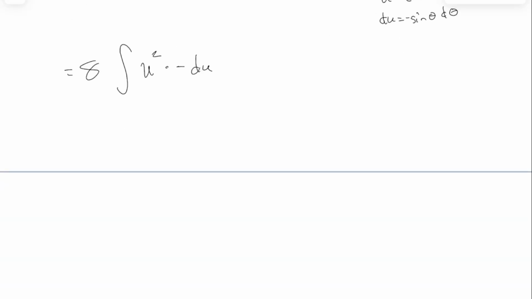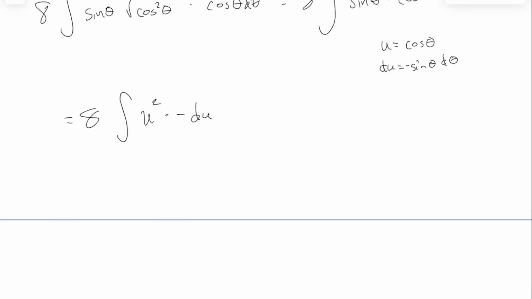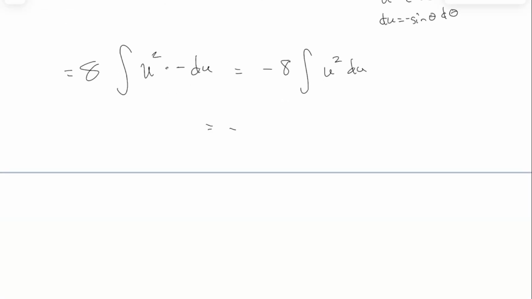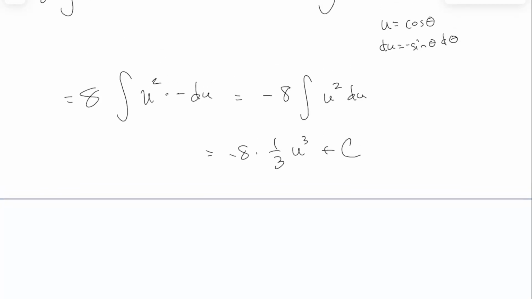All right. Then, okay, let's just pull the minus sign out. Minus 8 integral u squared du. Do the integral. This is an easy integral now. 1/3 u cubed plus c. And now write this in terms of the original variable. Actually, I'm like 2 substitutions deep here. First of all, u is cosine theta. So this is minus 8/3 cosine theta cubed.